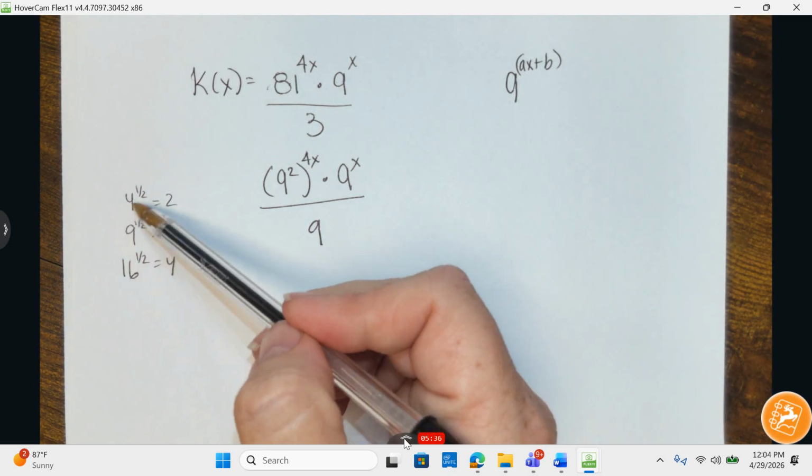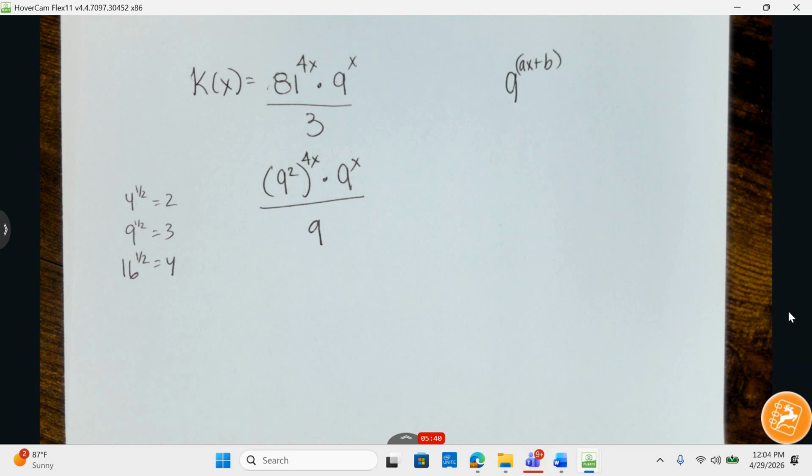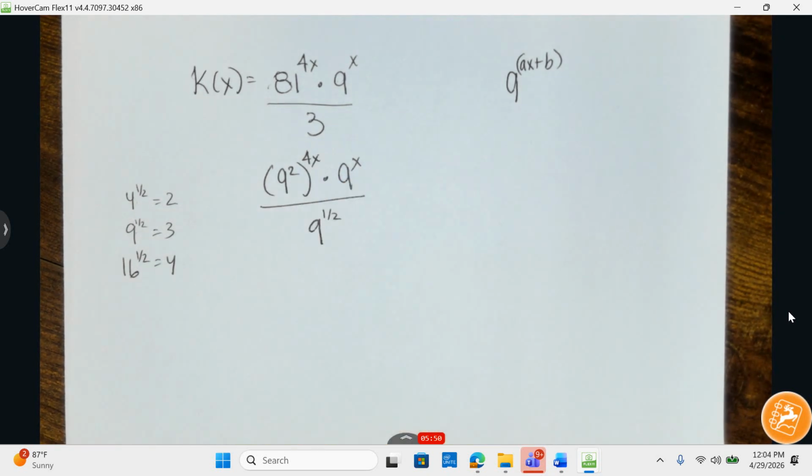Taking these values 1, 4, 9, 16, and 25, taking those perfect squares and raising them to the 1/2 is the same as taking the square root. So I know that 9 raised to the 1/2 is 3. Okay, now it's going to become a lot easier.